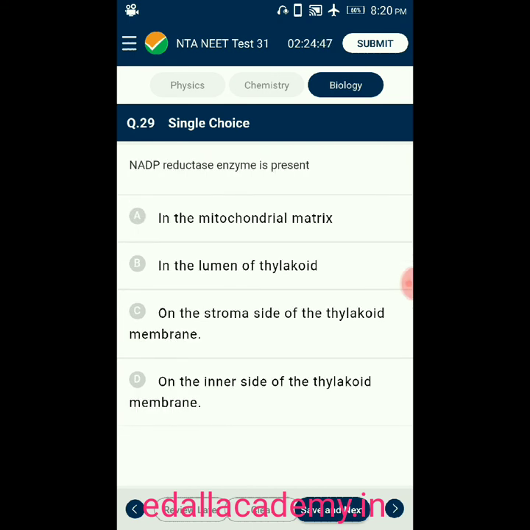Question number 29. Where is NADP reductase enzyme present? The NADP reductase enzyme is located on the stromal side of the membrane, along with electrons that come from the acceptor of electrons of PS1. Protons are necessary for the reduction of NADP to NADPH2. These protons are also removed from the stroma. So the answer for this question is option C. NADP reductase enzyme is present on the stroma side of the thylakoid membrane.